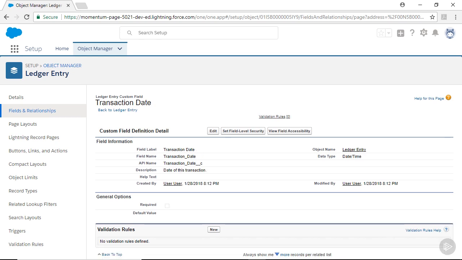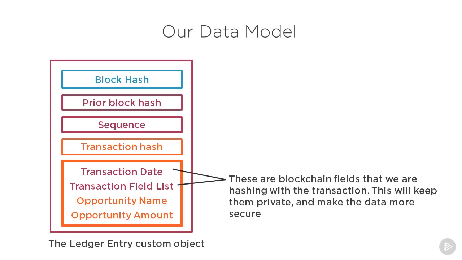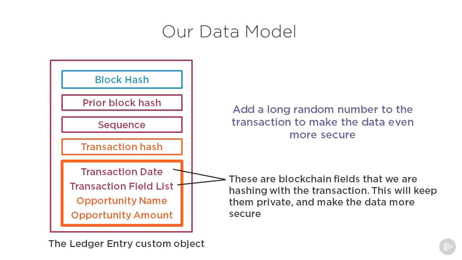The final field included in the transaction is the transaction date field. The reason for including this in the transaction is to help add variation to the transaction hash values in the event that multiple transactions have otherwise identical data. If you just used the opportunity name and amount, someone could try a brute force attack, trying every possible company name and amount to come up with a matching hash value. Hard, but not impossible. The more fields you have, the harder such an attack becomes. Adding the date makes it much harder. You could even add a long random number to the transaction to make such an attack virtually impossible, but we're not going to go that far in this example.